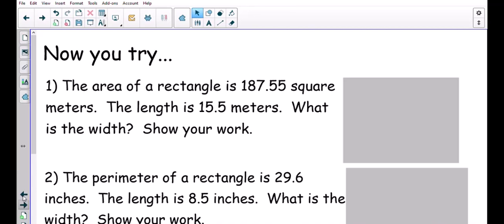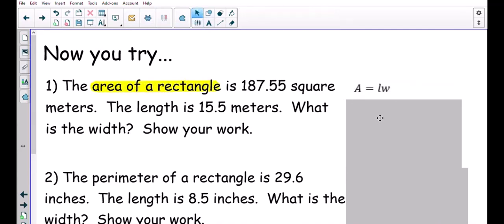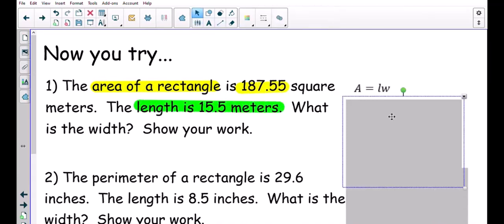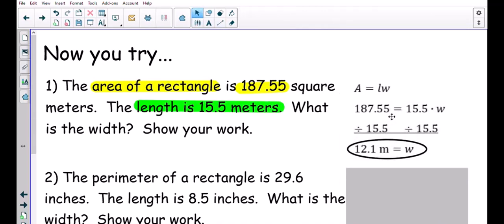All right, so number 1, we know we're talking about the area of a rectangle, so I'm going to go ahead and highlight that. That means we're going to use area equals length times width. The area that we are given is 187.55. We're also given the length, so we will replace A with 187.55. We'll replace L with 15.5, and we'll solve for W. Divide both sides by 15.5.